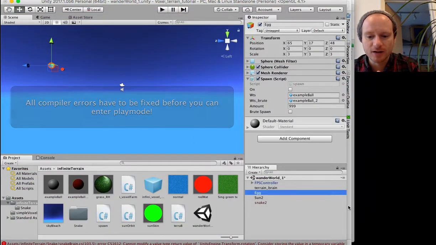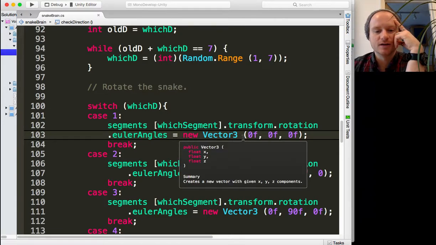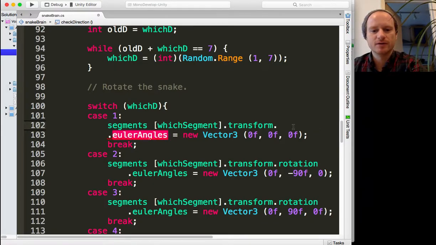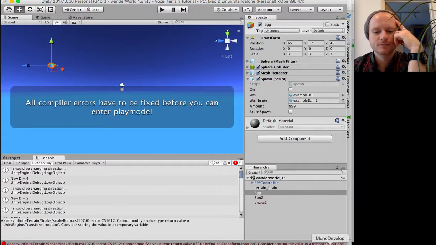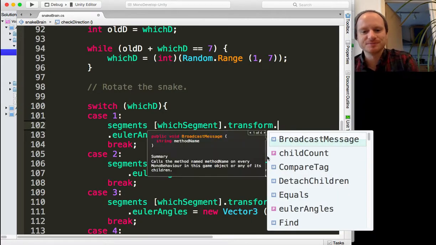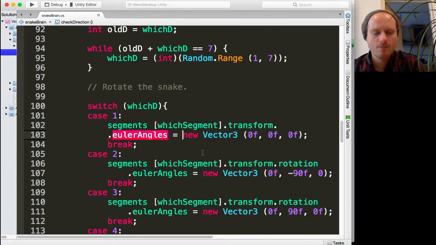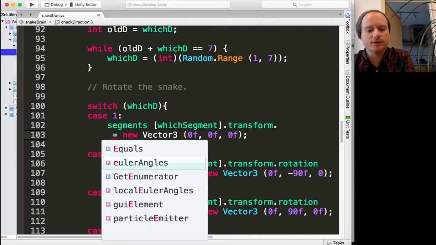What have we got? Which segment transform rotation equals new? I'm sure I could change all of those. Do I just need to... Was I right to begin with? Let's just see if that's fine. Oh, it's taken us back to the first one. Oh, maybe I'm doing this completely wrong. Do I need to say vector 3 transform equals? Or there, do I write Euler angles?